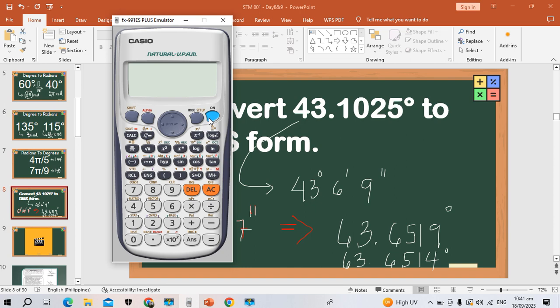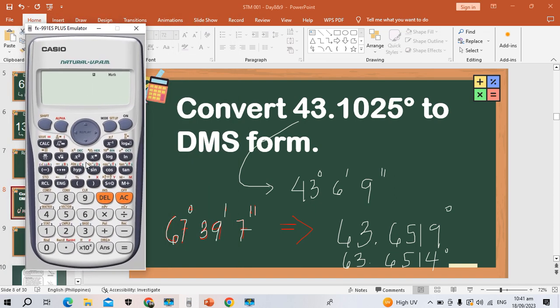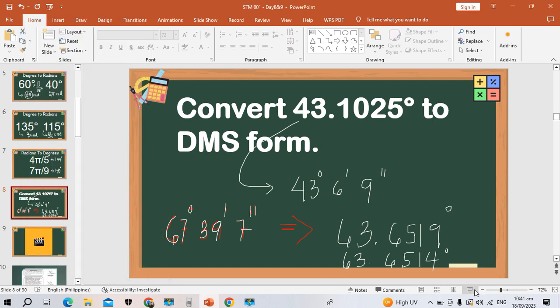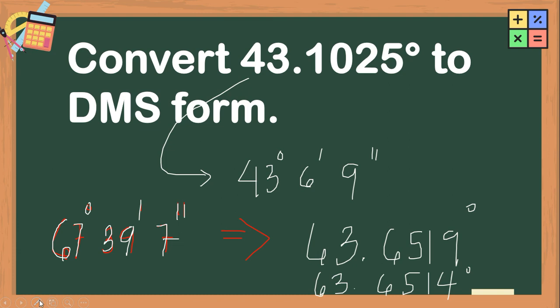Check natin kung anong tama. Sir, 67 degrees, 39 minutes, then 7 seconds. The answer here is 67.6519. So the answer here is the first one. Ito yung answer natin. Ito na lang.